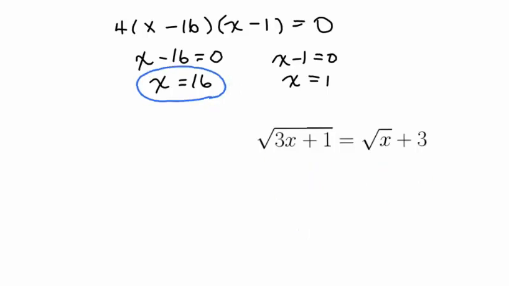Next, let's try substituting x is equal to 1 into the original equation. If we sub in 1, the left-hand side gives us square root of 4, which is equal to 2. And the right-hand side gives us square root of 1, which is 1, plus 3, which is 4. So our right-hand side and left-hand side are not equal in this case, so we can't take x equals 1 as a solution to our original equation.